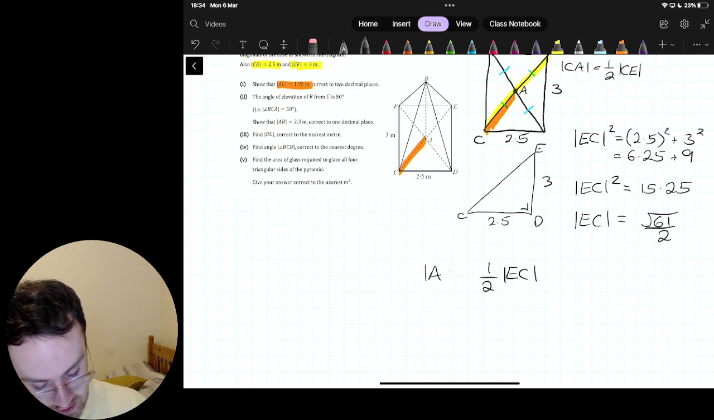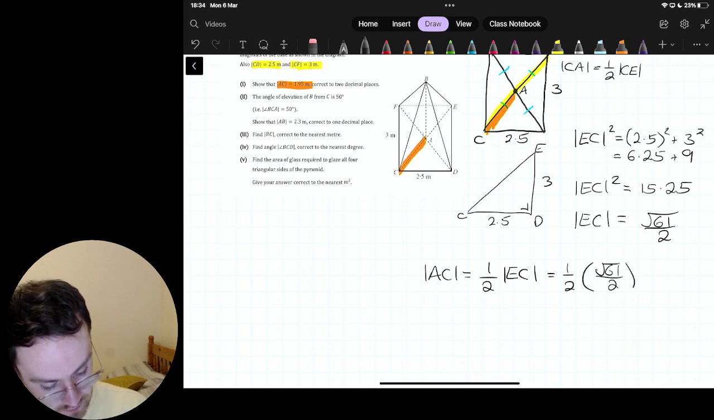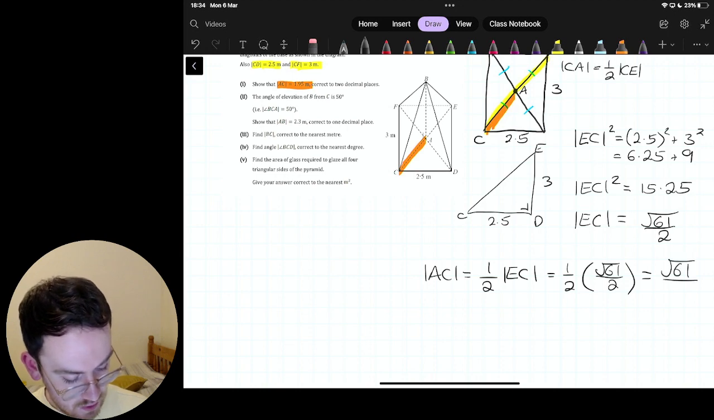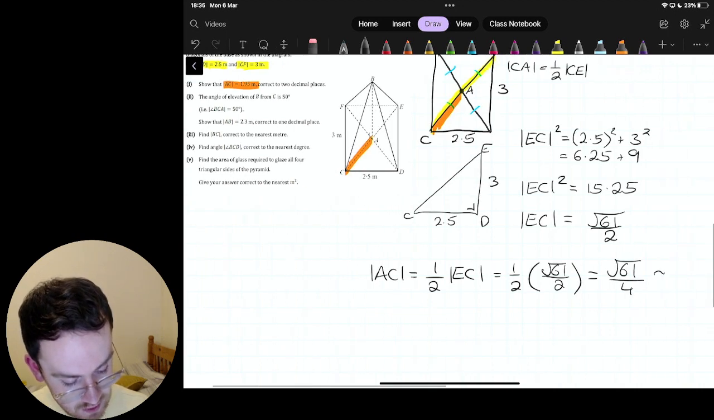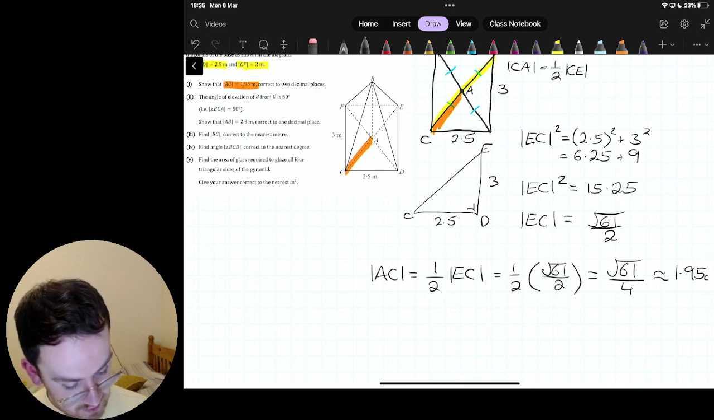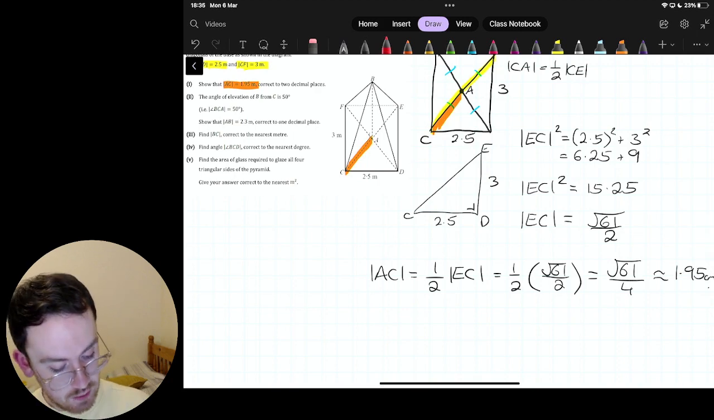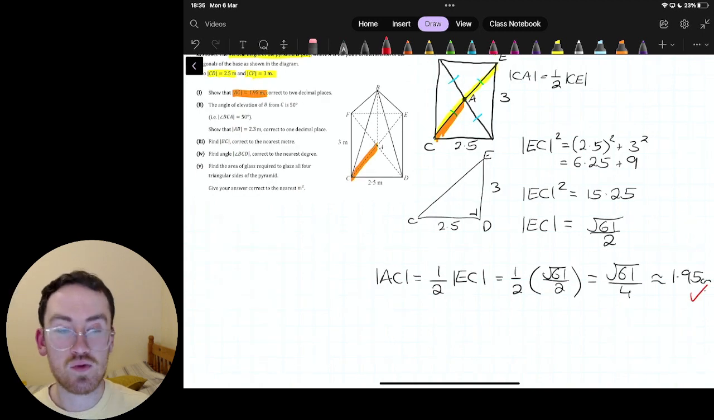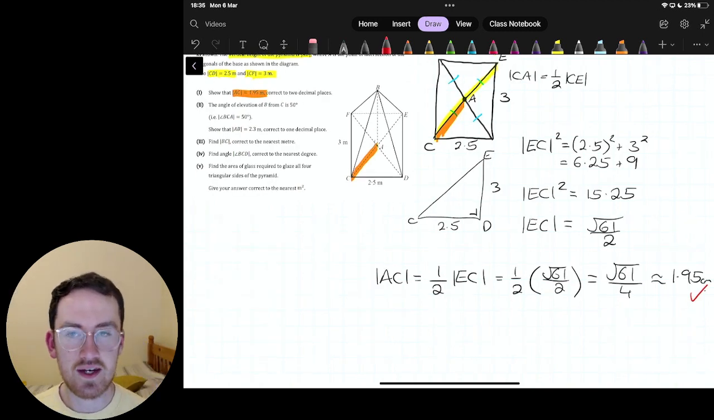So we've said that AC is half of that, which is half of root 61 over 2, which of course is root 61 over 4. And as a decimal, we get an answer of approximately 1.95 centimeters, which is exactly what we were hoping to prove that it would be. So we've shown that that is the correct answer.